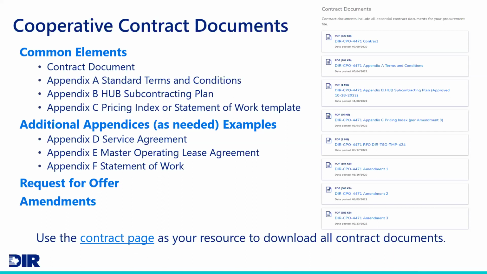You might see service agreements attached. You might see lease agreements attached if they are available. You might also see a statement of work template attached if the service portion of a product does require a statement of work. You will also see attached the request for offer, which is what DIR used to publicize for vendor responses, and what eventually that contract was negotiated and awarded under. Then you will also see any amendments attached to that DIR contract that have been processed for that vendor. So use that vendor contract page as your resource to download all your documents for your procurement or your contract file.